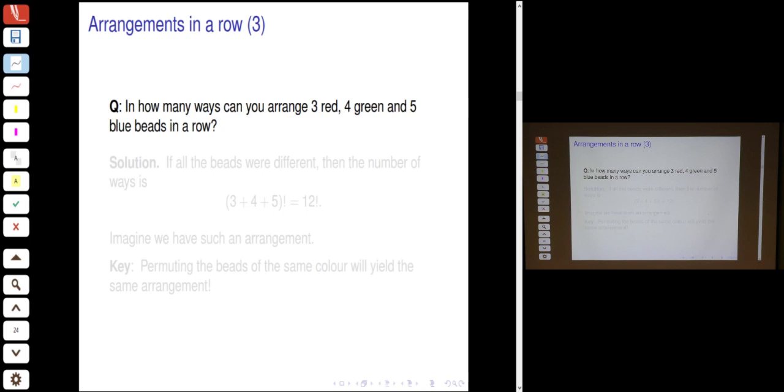Now we want to have some more complicated examples, right? If it's all straightforward, then we don't need to learn it. So let's look at one more example. Now we want to arrange some beads in a row, but the beads have colors. So we have 3 red beads, 4 green and 5 blue. We want to arrange them in a row, and we want to count how many different ways.